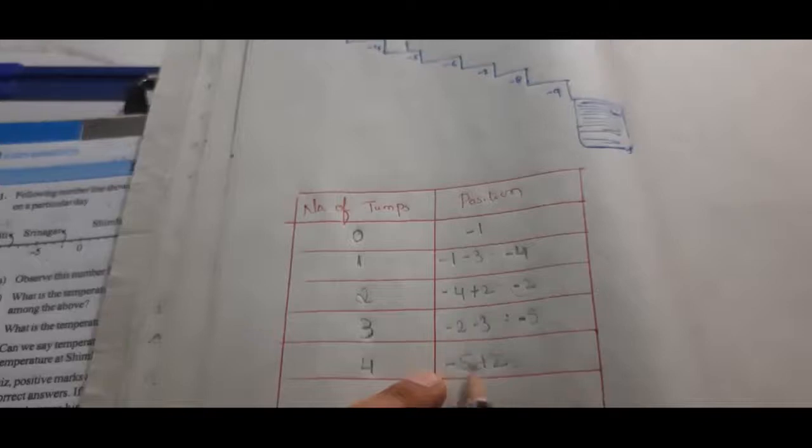Minus 5 plus 2 it is, sorry, plus into minus. 5 minus 2, 3. Which is greater number? 5. Which sign does it have? Minus. So -3. Now which position now? Now the monkey is in this position.